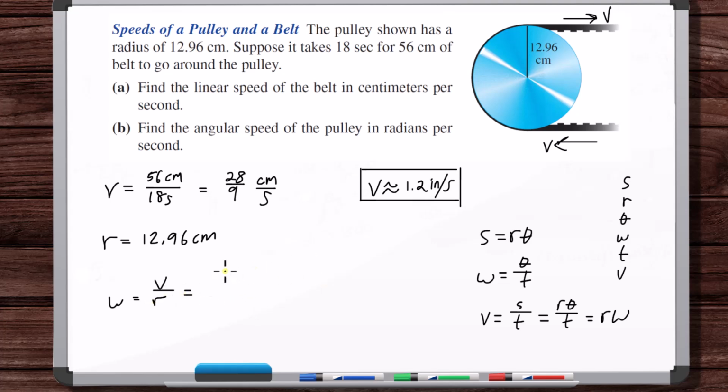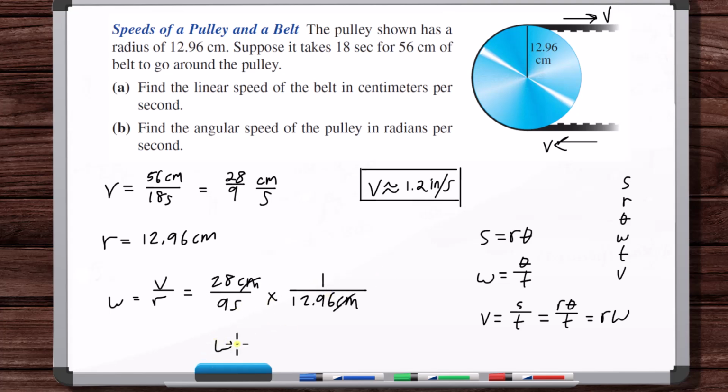So let's get the units right. 28 centimeters for every 9 seconds. That's another way you can read this: 28 ninths centimeters per second, or there's 28 centimeters moved in every 9 seconds. Okay, we're dividing by the radius, so it's 12.96 centimeters, and then there's nothing up here. Centimeters cancel, and what are we going to get? No units per second, but no units, that's radians.